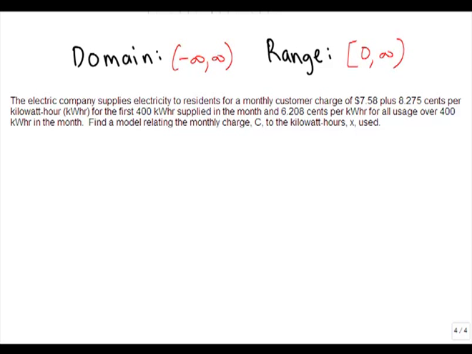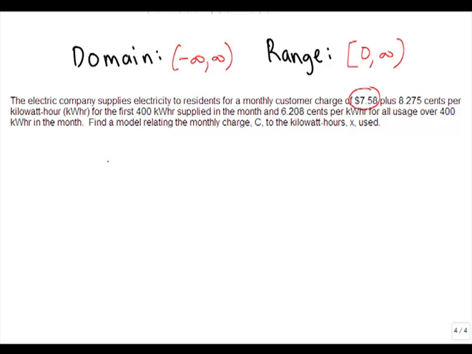So what essentially is going on is everybody is paying this fixed charge of $7.58 no matter what. Then, depending on how much electricity you use per month, you get charged a certain amount. If you use up to 400 kilowatt hours, you're charged 8.275 cents. If you use more than 400 kilowatt hours, they're going to charge you less, 6.208 cents per kilowatt hour. So somehow we have to put this all together into some kind of piecewise function.